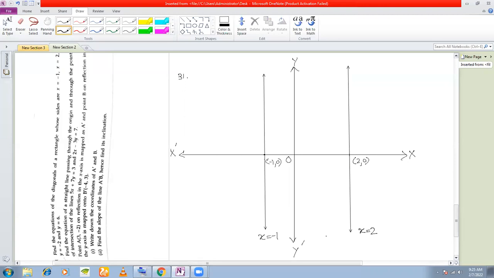Next, what is the next side? y is equal to -2. y is equal to -2 will be a straight line which will pass through this point, (0, -2).